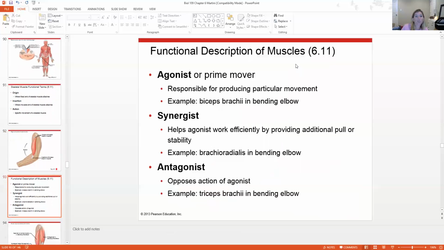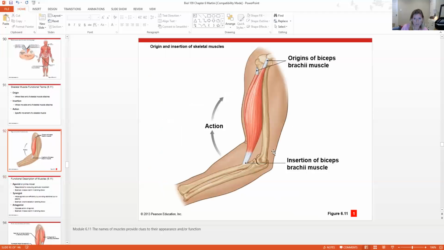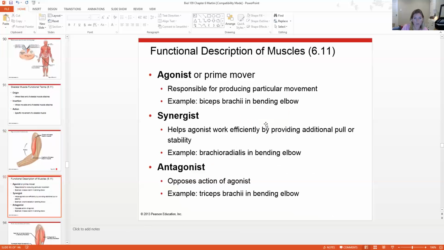So there's also functional descriptions in terms of their movement. They can be an agonist or a prime mover. This is the one that's primarily responsible for a particular movement. So our biceps is the prime mover in flexing the arm, or in this case, it says bending the elbow. A synergist helps the prime mover, and this would be like the brachioradialis. You can't see the brachioradialis in this picture. The brachioradialis sits right here underneath the biceps brachii, and that's another flexor. It's just kind of helping the biceps brachii.